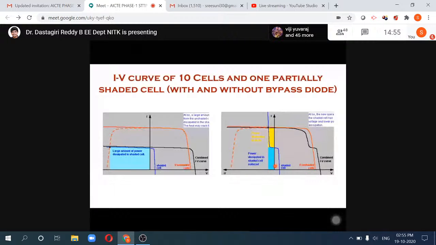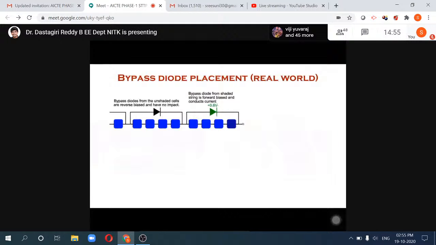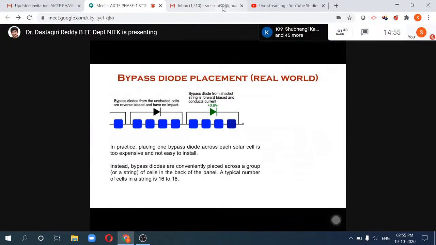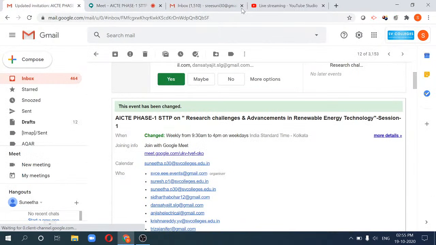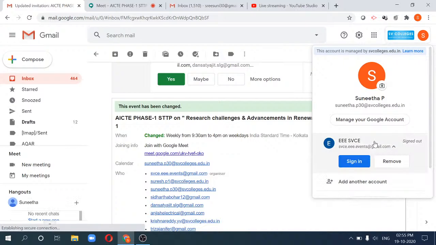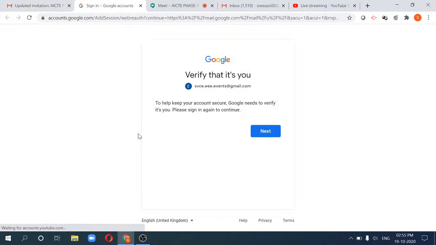Fine. So in the real world, as I said, for every 4 cells there will be one bypass diode, or most of the times I have seen it will be one diode for 8 or 9 cells together. So if one is shaded, then everything is bypassed. And that also has a huge impact on the power that you are getting. You are not damaging anything, but the amount of power that you get is very little because you are bypassing most of the healthy solar cells.